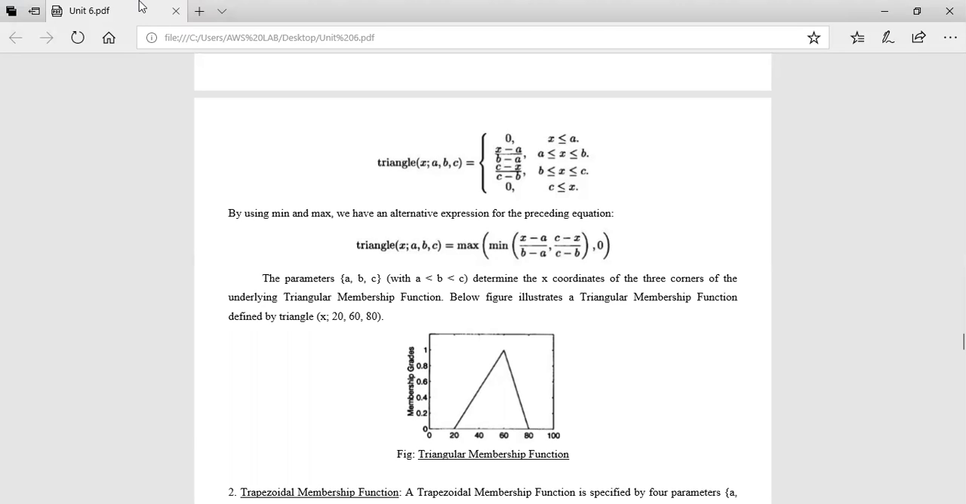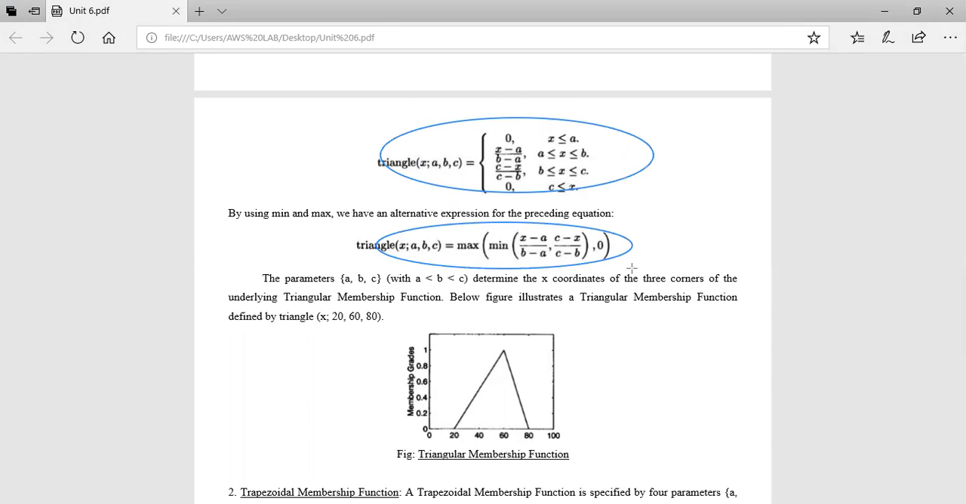Min and max. See here, we have converted this expression by using max and min like this.